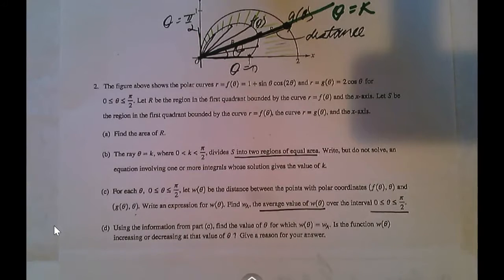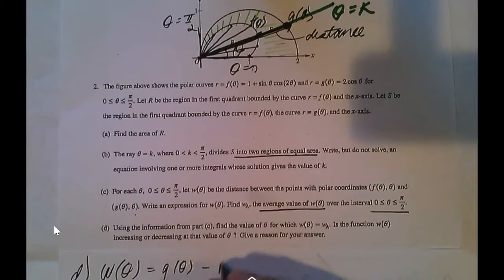Part D, using the information from part C, find the value of theta for which w of theta equals w sub a. Is the function w of theta increasing or decreasing at that value of theta? Well, what do we know? We said w of theta was, what was w of theta? G of theta minus f of theta.